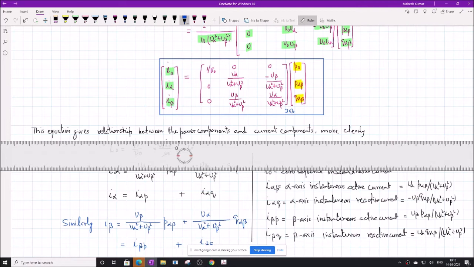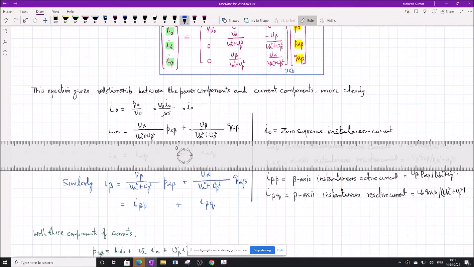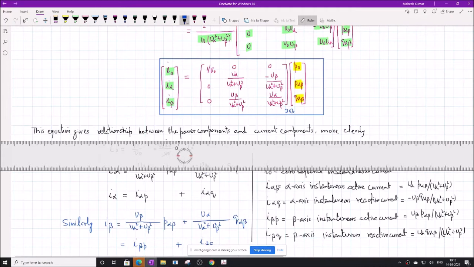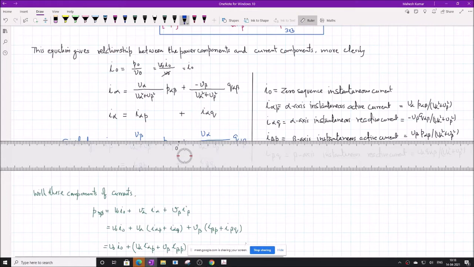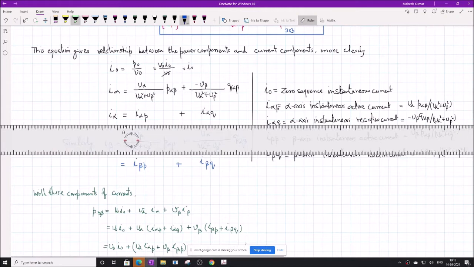So these equations are further analyzed in the form of individual expressions for the currents I0, I alpha and I beta. You can see it here. This is I0, and I alpha and I beta. So I0 is basically nothing but P0 by V0 from the matrix, which is the same as I0 again.